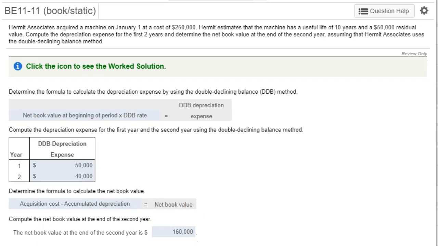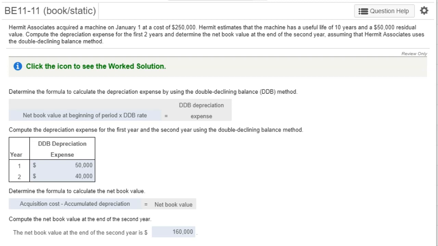Our third method is called double declining, and it is the most complicated of the 3 methods. Again, we have 2 formulas. So what we're going to do is we're going to start with the rate. The rate for this is 2 divided by useful life because it's double declining. So in this case, we have a 10-year useful life. 2 divided by 10 is going to give us a percentage of 20%.